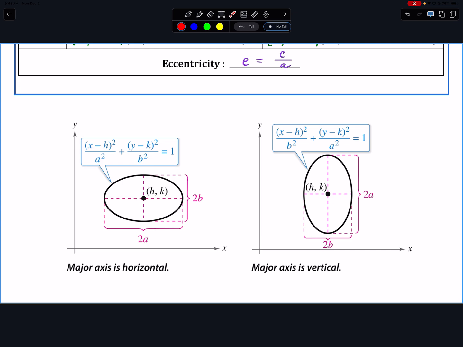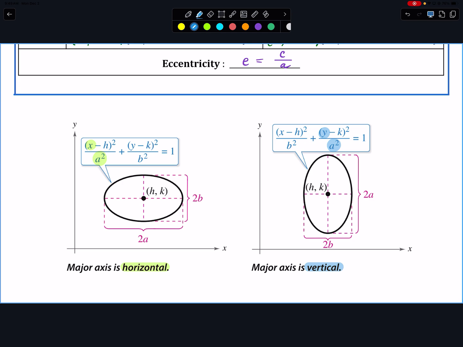Alrighty. If your major axis is horizontal, remember that means the a squared goes underneath the x. And if you guys can see from the picture, isn't the left and right direction longer than the up and down direction? So this would be a horizontal major axis, minor axis. Here it's oriented where this direction is longer, so this major axis is vertical, which tells you that the a squared goes underneath the y.